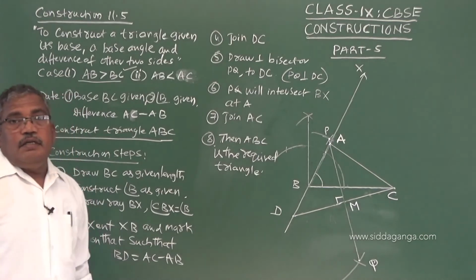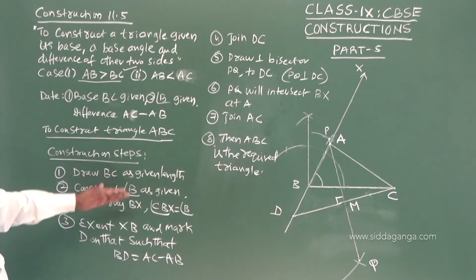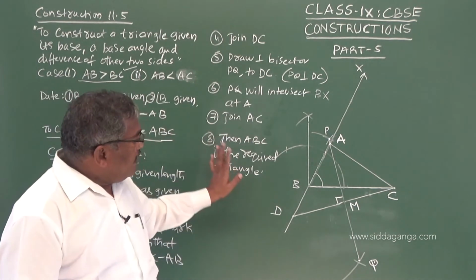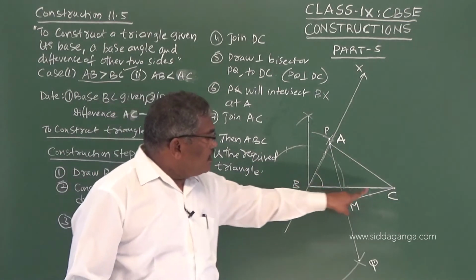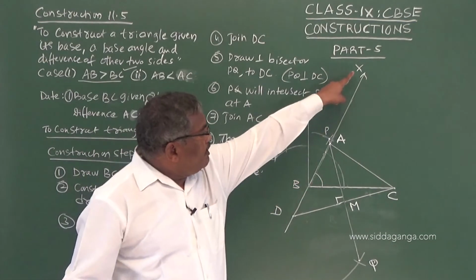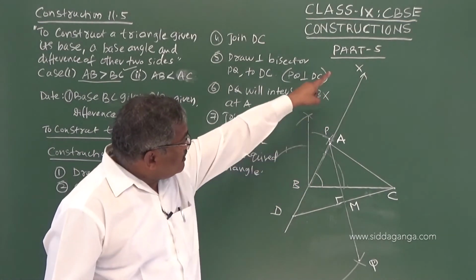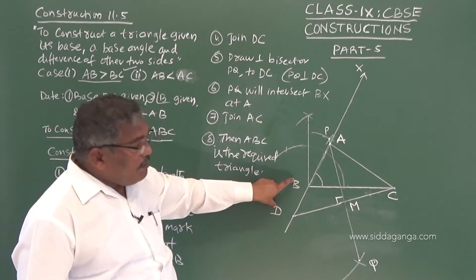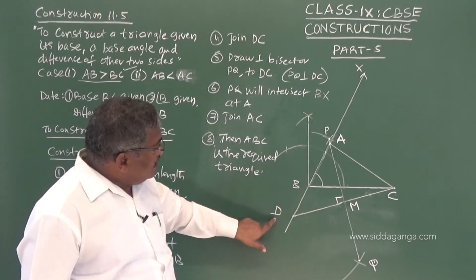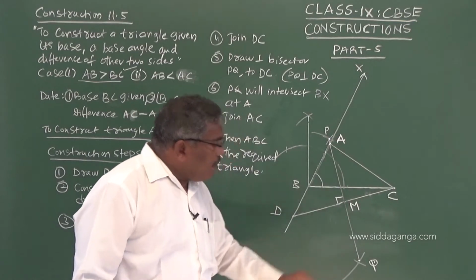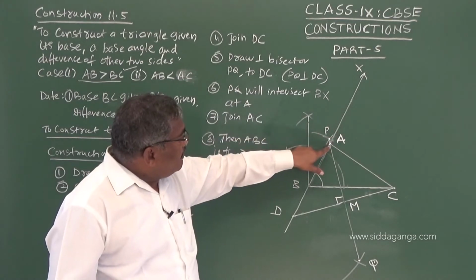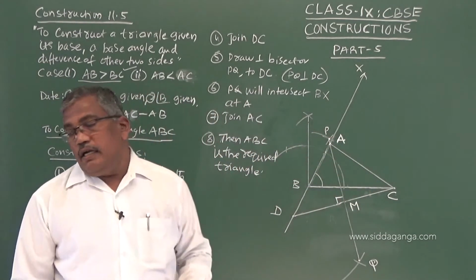So this is the construction procedure. In simple steps you have to explain the construction procedure. I will quickly do it once again. BC is the base of given length. Construct angle B as given. Draw BX. Extend XB backside. Mark BD such that AC minus AB as per given is equal to BD, join DC, draw a perpendicular bisector to DC that will meet this BX line at A, join AC, you will get the triangle.